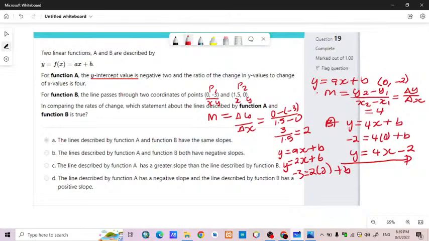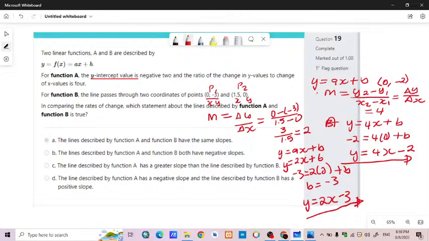So we know that b equals -3. If we substitute back into the standard equation so that we can have our function, we have y equals, the gradient is 2, then we put x, then you subtract 3. Okay, so now you have both equations, and then you can begin to answer the questions that are posed to you.